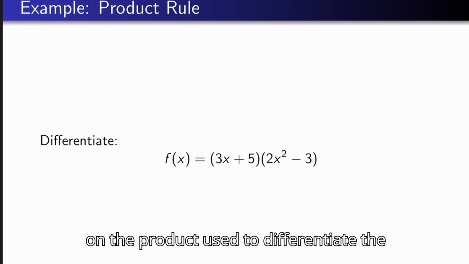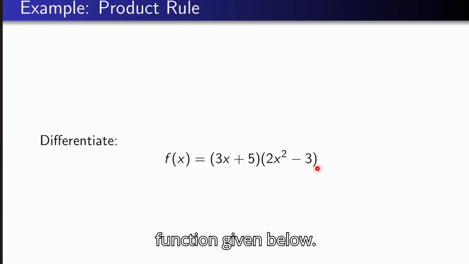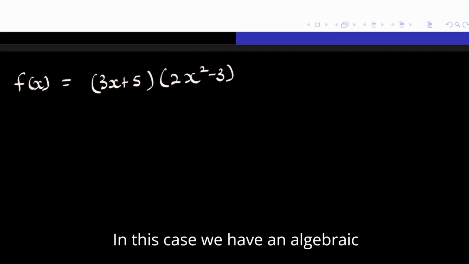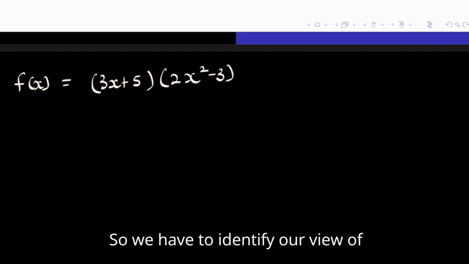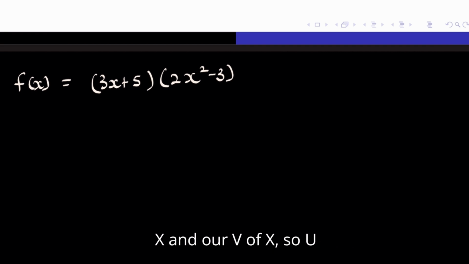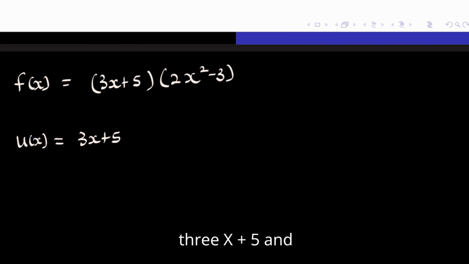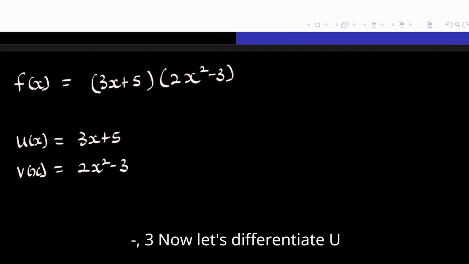Our next example on the product rule is to differentiate the function given below. In this case, we have an algebraic function multiplying an algebraic function. So we have to identify our u of x and our v of x. So u of x can be chosen to be 3x plus 5, and v of x will now be equal to 2x squared minus 3.